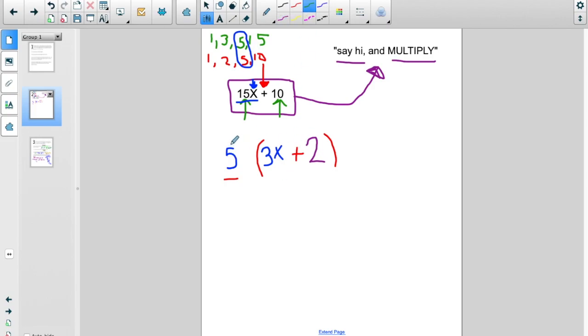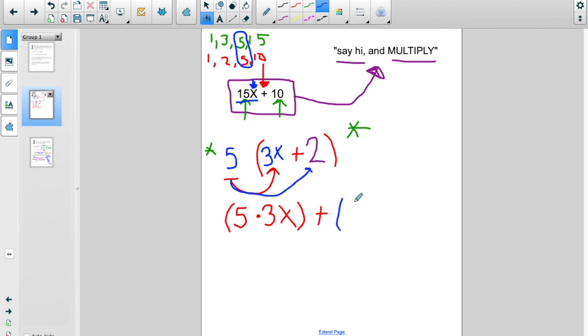Now that we have a distributive property, like we've been practicing or watching earlier in this video, we're going to double check our answer by, quote unquote, saying hi and multiplying. So let's check. Here's my 5. He is going to say hi to the 3x and multiply. So what I have is 5 times 3x. Keep my operation the same, so keep that plus sign the same. Then I also have 5 who wants to say hi to the 2. So I have 5 times 2.